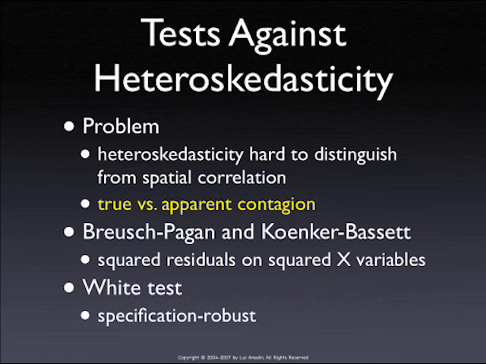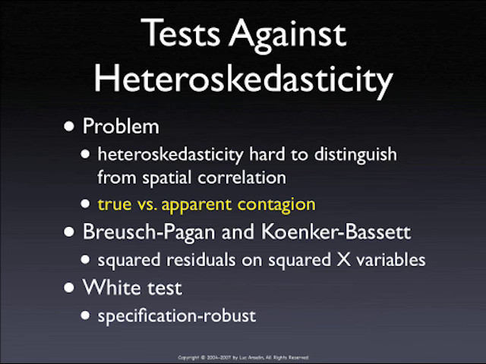Then we also have some basic tests against heteroskedasticity. And this is very important in this context because, as I mentioned a few minutes ago, heteroskedasticity is so hard to distinguish from spatial correlation. So from a practical point of view, it's good to have some evidence of possible heteroskedasticity. And as we'll see also tomorrow when we discuss spatial heterogeneity, heteroskedasticity is a major part of that.